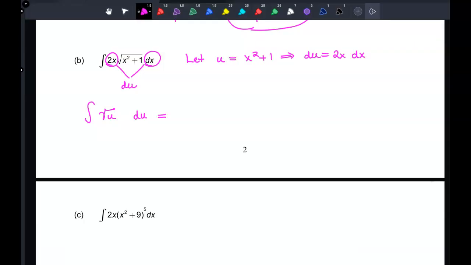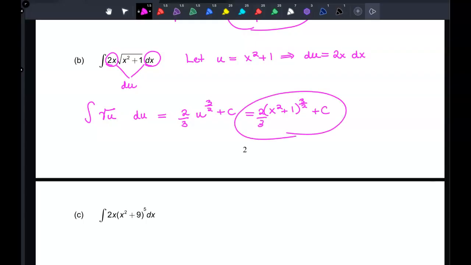Remember, our goal is always that these have to be the same variable in order for us to integrate. Otherwise, we wouldn't be able to do anything. Okay, so that's u to the 1/2. That'll be u to the 3/2 over 3/2, so 2/3 u to the 3/2. Plug back in: x squared plus 1. Oh, that's it, 2/3. Questions?